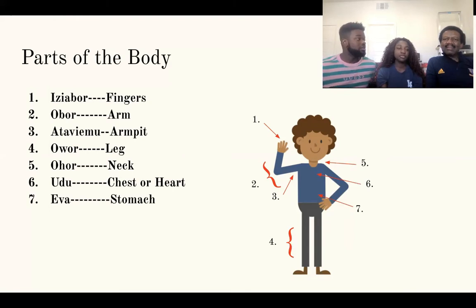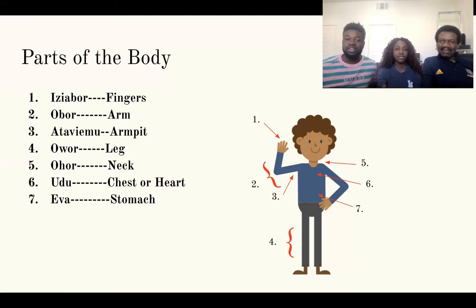If you wouldn't mind going through the translations in Isoko in your native tongue. Okay, so number one, iziabo. Like was said, for just one finger, it will be uziabo. Obo, ataviemu, owo, oho, udu, eva.